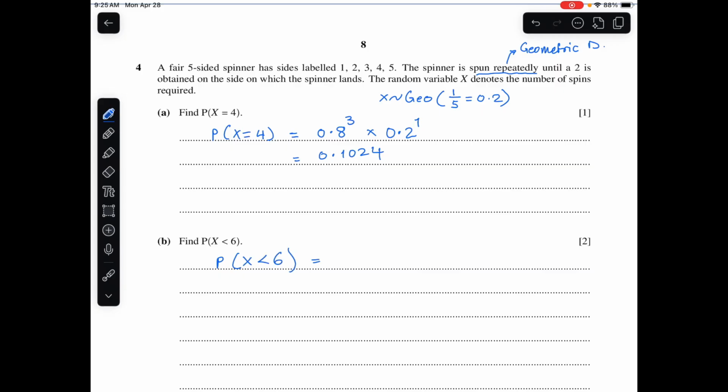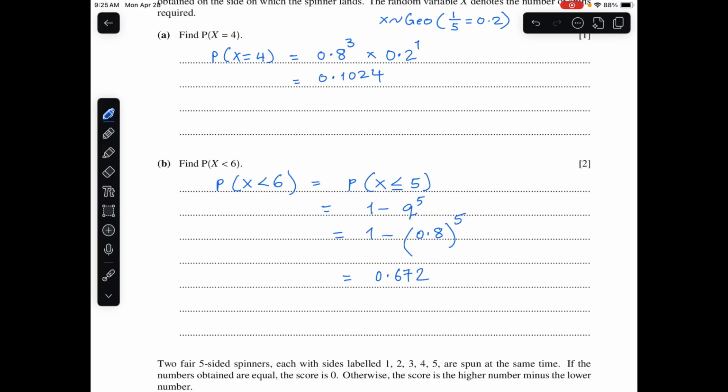Now we need to calculate probability of X less than 6. Remember, X less than 6 is the same as X less than or equal to 5. So the rule over here is 1 minus q to the power of 5. So it's going to be 1 minus q, where q is the probability of not succeeding, which is 0.8, to the power of 5. So this works out to be 0.672, correct to 3 significant figures. You've got to remember, less than 6 means less than or equal to 5, right?